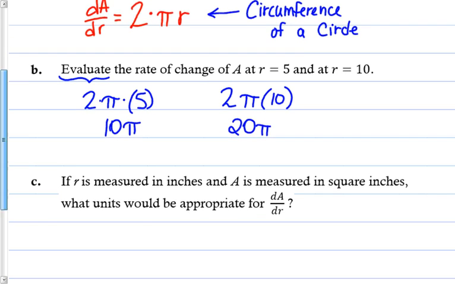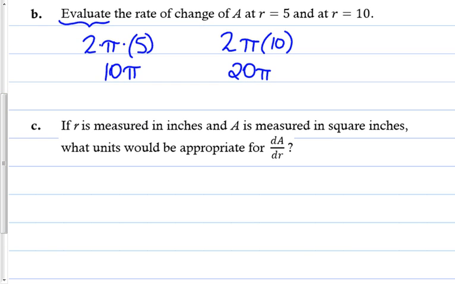Okay, C. Now notice how they're saying rate of change. They never said derivative. You need to know that. C, if r is measured in inches and A is measured in square inches, what units would be appropriate for dA dr?